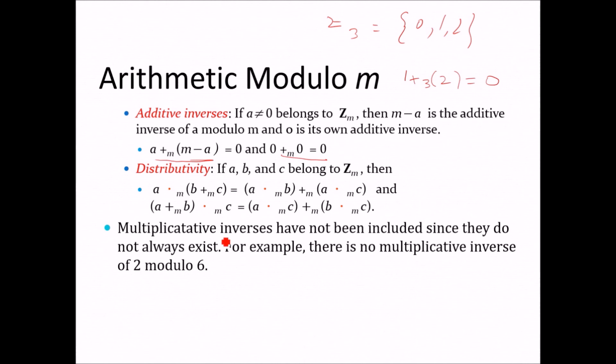The multiplicative inverse has not been included since it does not always exist, right? And similarly the distributive laws hold, so you can verify this yourself.